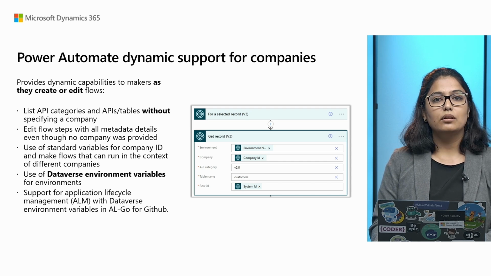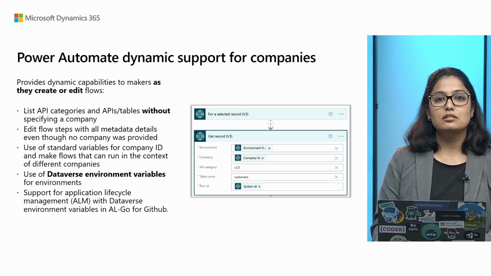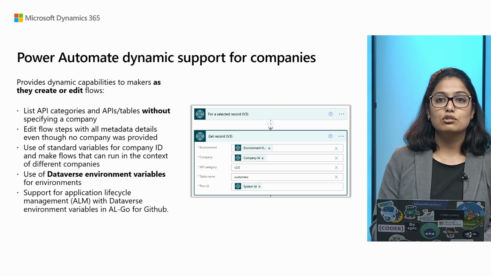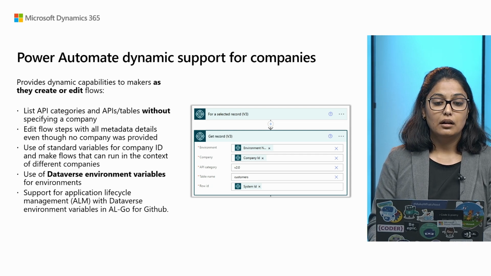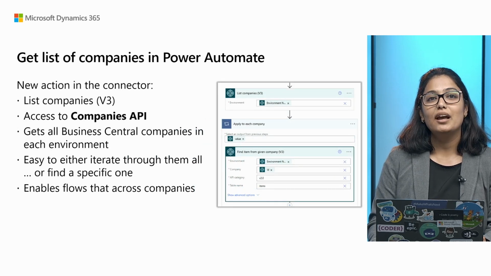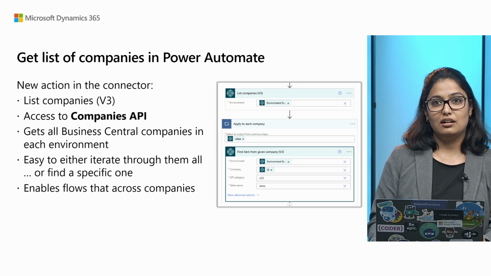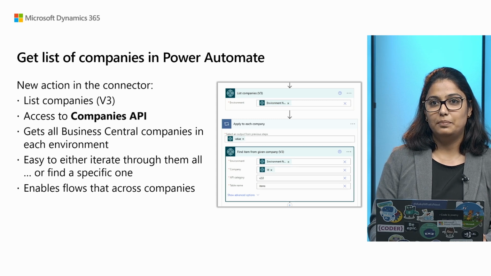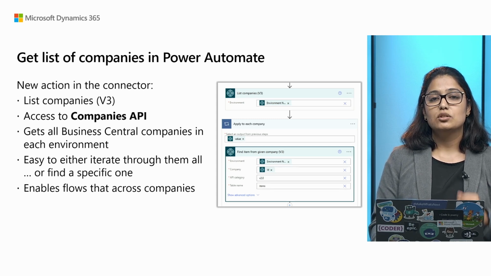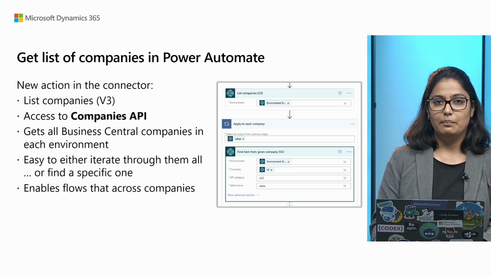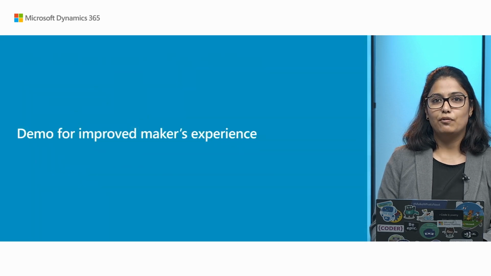We also support the use of Dataverse environment variables for environments, which means that the ALM story for GitHub also supports environment variables. But talking about companies and environments, what other improvements have we made? We have now added a new action in the connector called list companies. It allows you to get all the Business Central companies for a given environment. So basically, you can now enable flows that flow data across the companies. Let me quickly show you a demo for this.